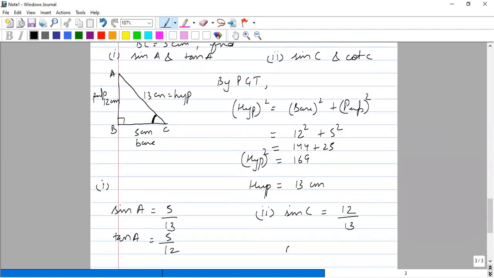And then the second thing we have to find is cot C. Cot formula is base upon perpendicular. Base for angle C of observation is 5, upon perpendicular, which is 12. This finishes your question. Thank you so much.